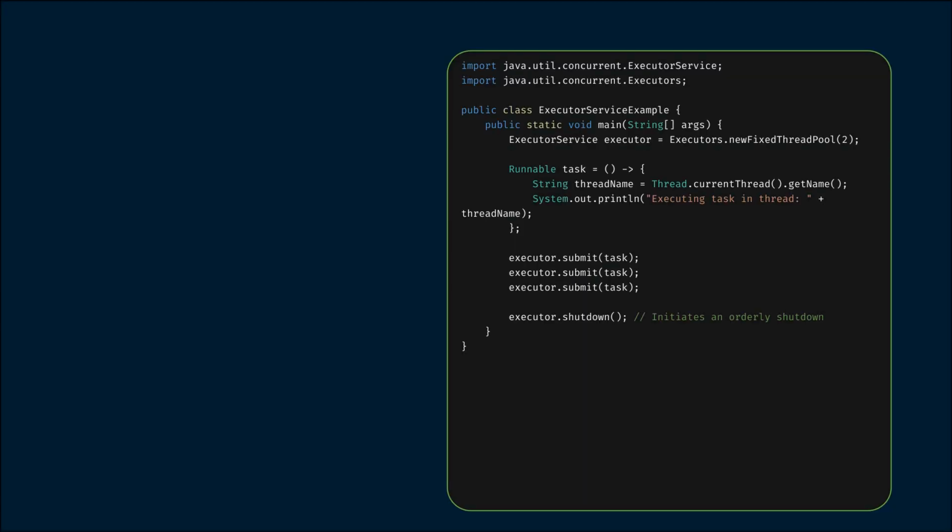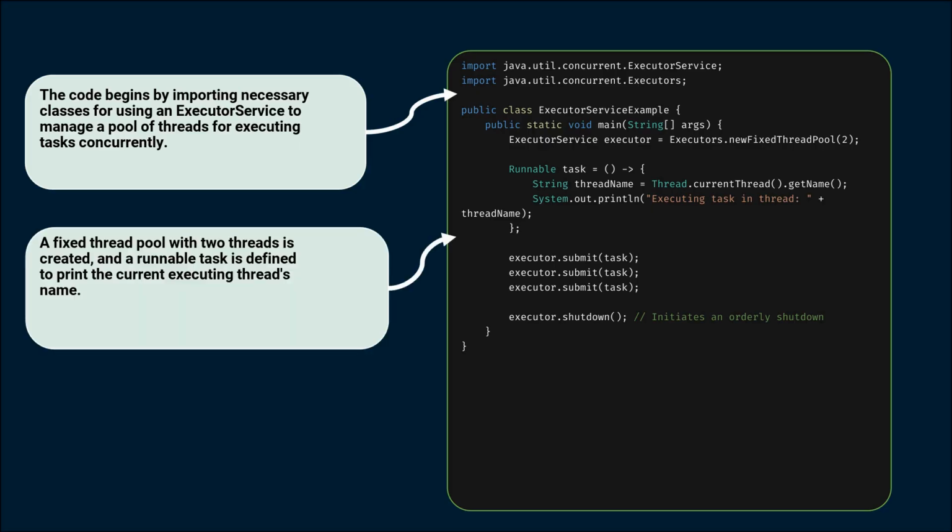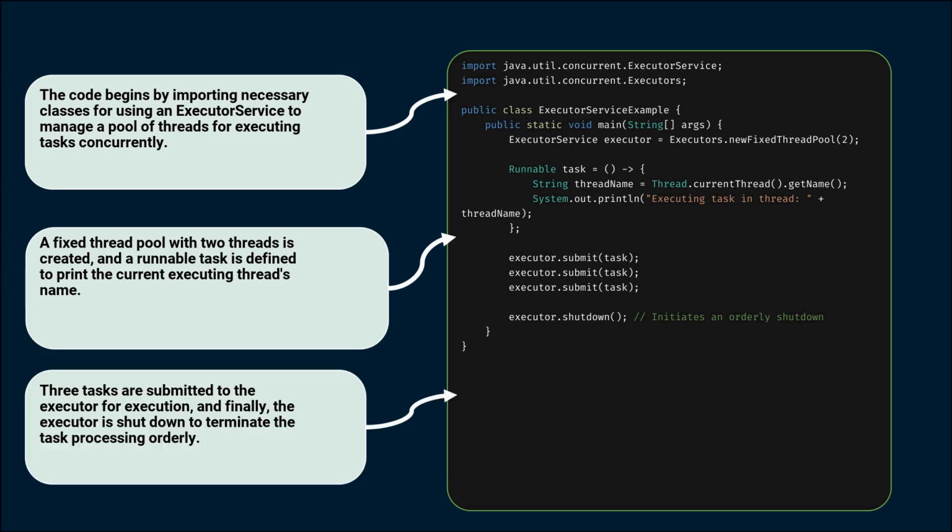Now let's take a look at how we can implement an ExecutorService in Java to manage concurrent tasks efficiently. In our example, we begin by creating a fixed thread pool with 2 threads, which allows us to run multiple tasks without manually managing thread creation. We define a simple Runnable task that prints the name of the thread executing it, demonstrating how tasks can be submitted for concurrent execution. Next, we submit this task to the executor 3 times.